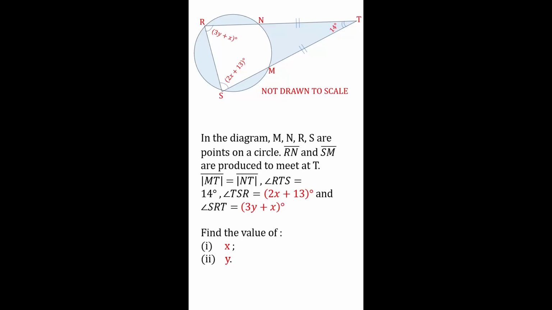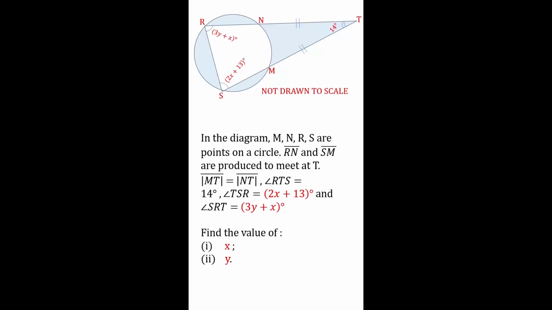And one thing we should take note from this question is the fact that they said MT is equal to NT, and that they're referring to the lines NT and MT. And you can see, to illustrate that on the diagram, they put two parallel lines to show that those two sides are respectively equal to each other. So how do we solve this?